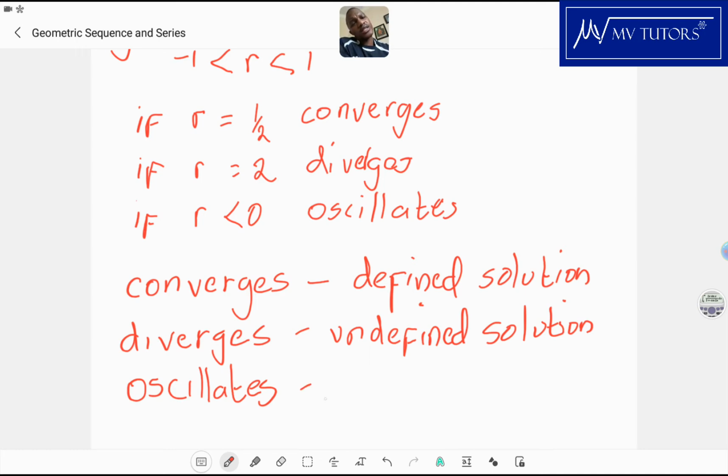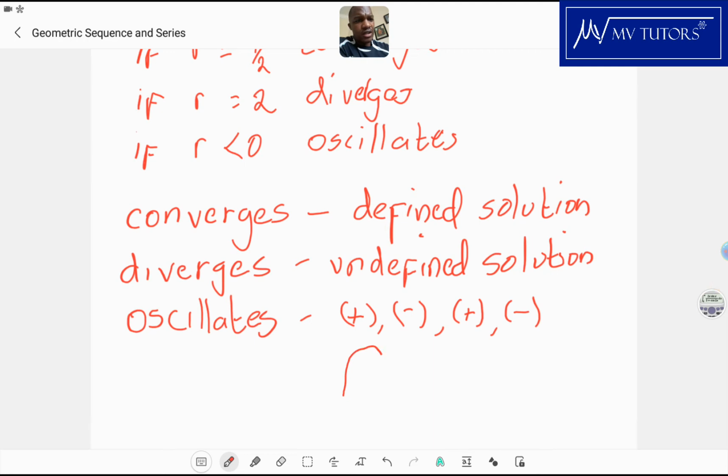Okay. And if it is oscillating, that means, for example, the sequence moves from a positive number to a negative number to a positive number again to a negative number. So it keeps oscillating. When we say something is oscillating, it's oscillating like this. It's just oscillating, that series. So you can have a converging one that's oscillating or a diverging one that's oscillating. The thing that makes it oscillate is if the common ratio is negative.